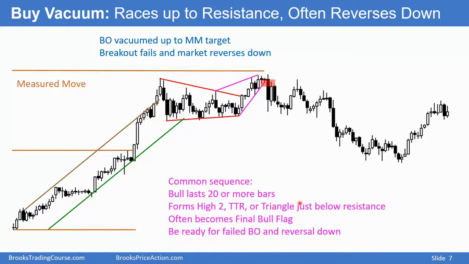It's a common sequence. You have a trend that lasts for 20 or more bars. It forms either a high 2, a double bottom bull flag, a tight trading range, a triangle just below resistance, and that often becomes the final flag. Traders have to be ready for the breakout up to the resistance level to fail, and for the trend to end and form either a trading range or a reversal down.